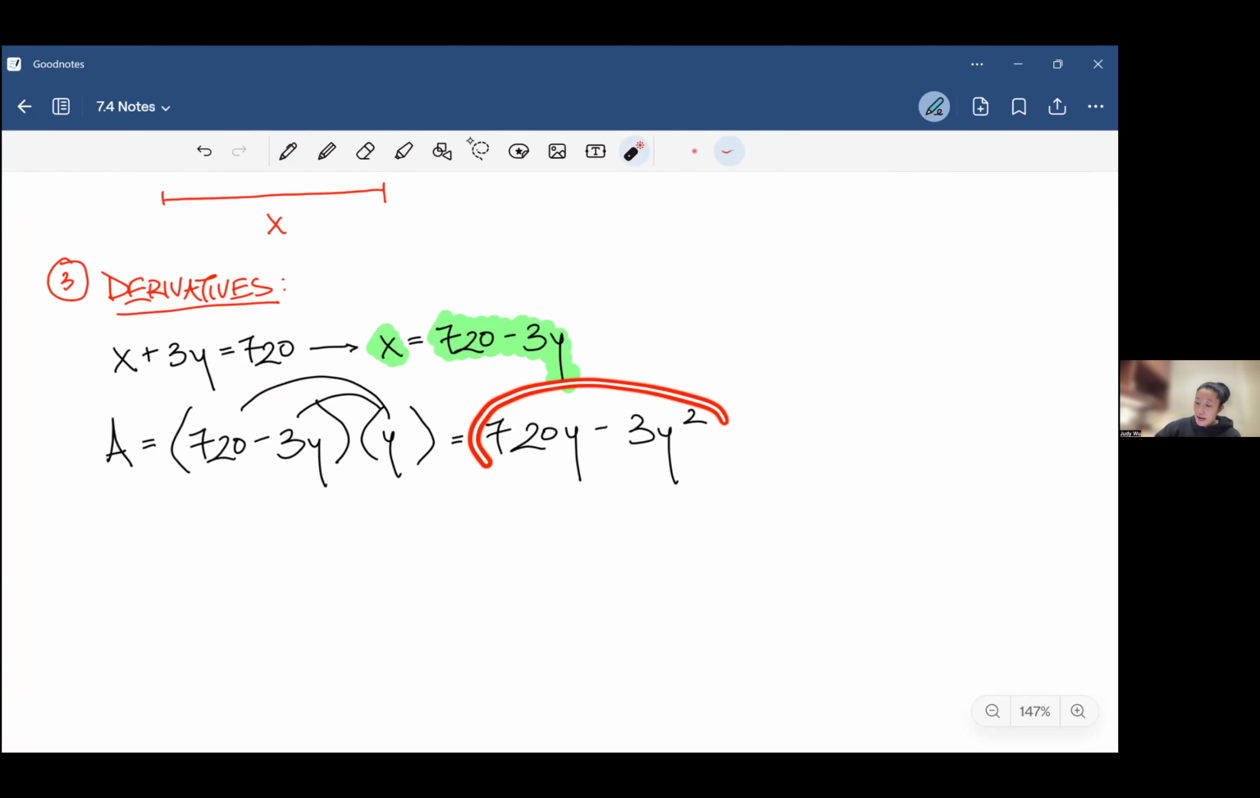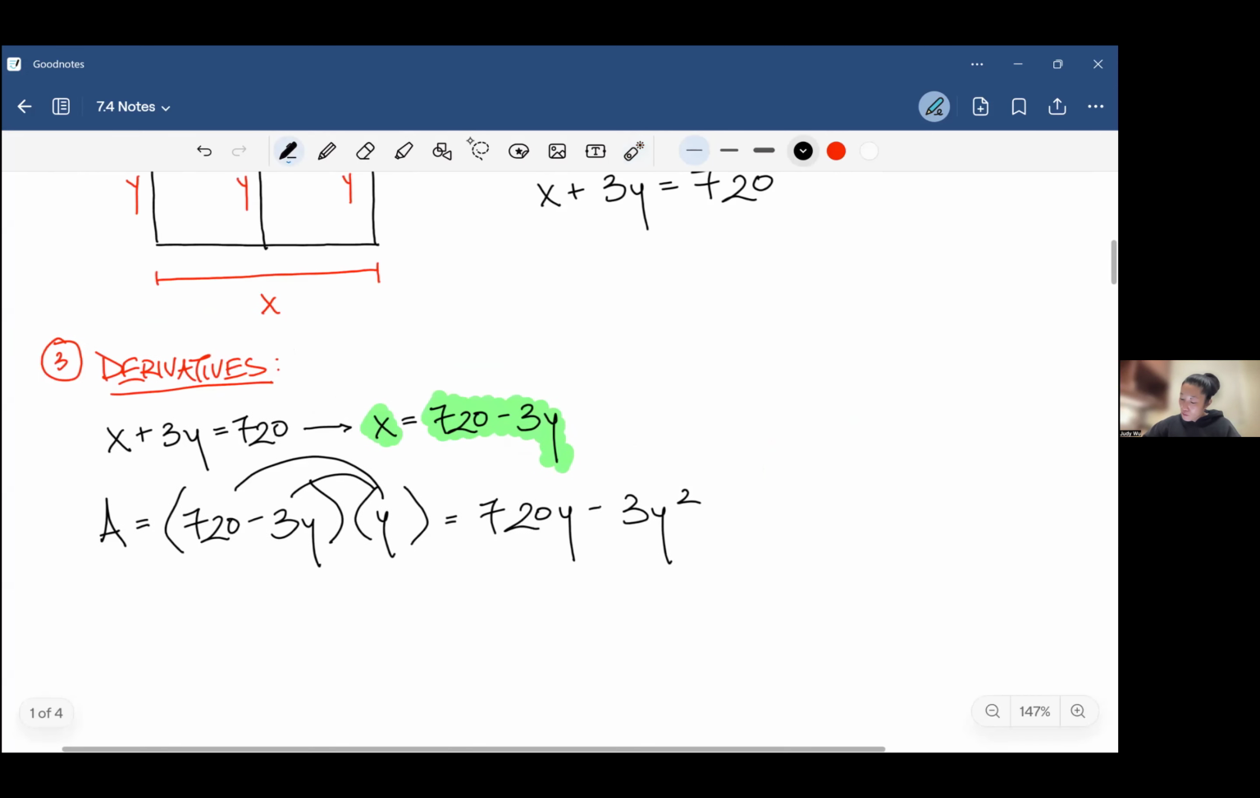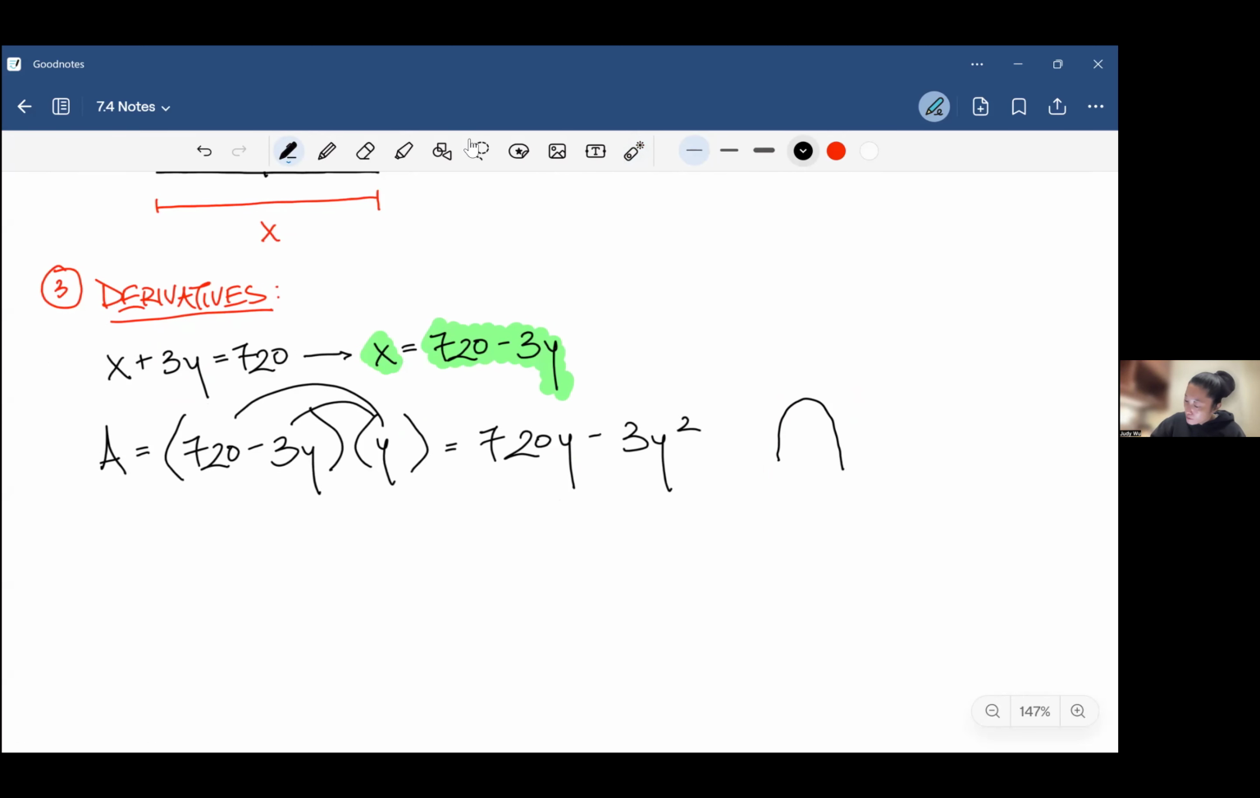Now, this is my area formula. This is the one that I want to find the maximum of. And a few things we might notice here. I have a y squared. That's going to be like a parabola, but it's also negative y squared. So my parabola is going to look something like this. And I could find the maximum by finding the vertex. That's one way to do it. But maybe we also remember that if we have a parabola, at the vertex, the slope is actually equal to 0. And the cool thing is slope is the same as derivative.